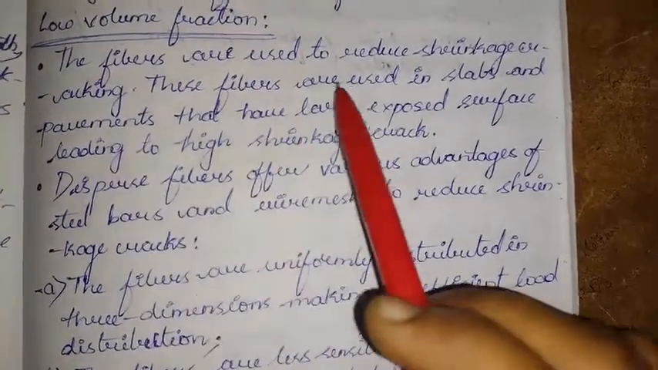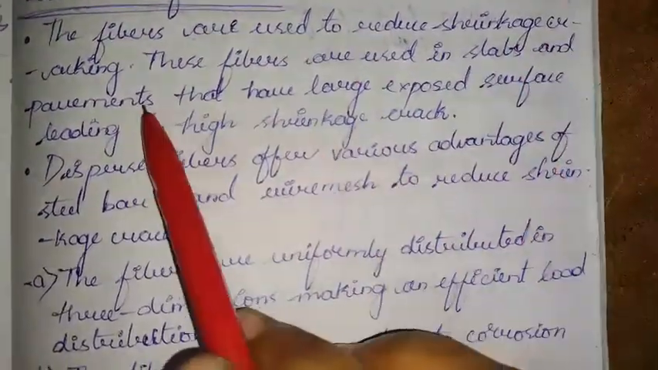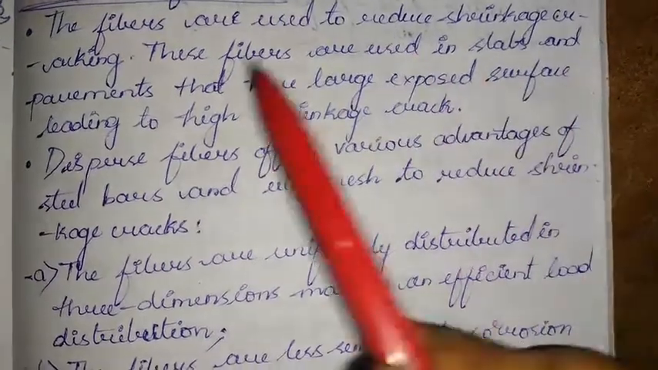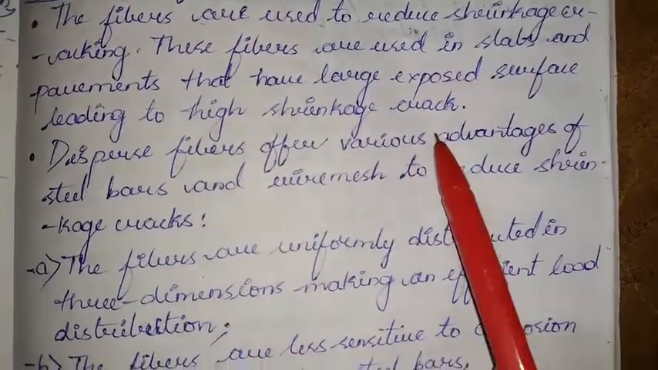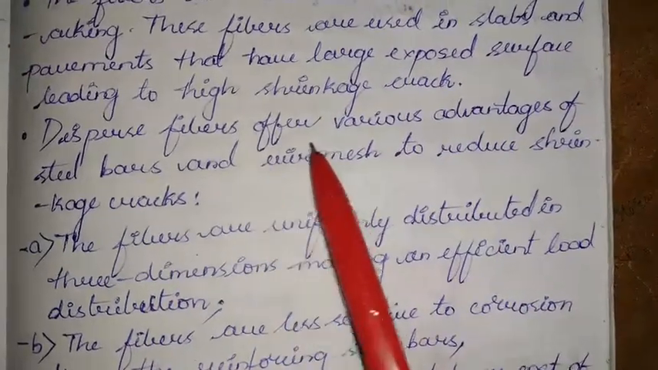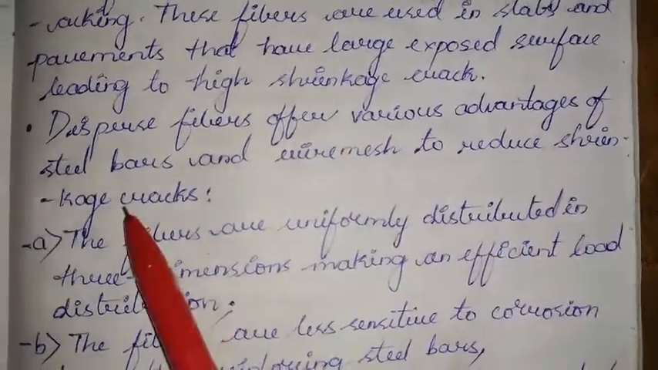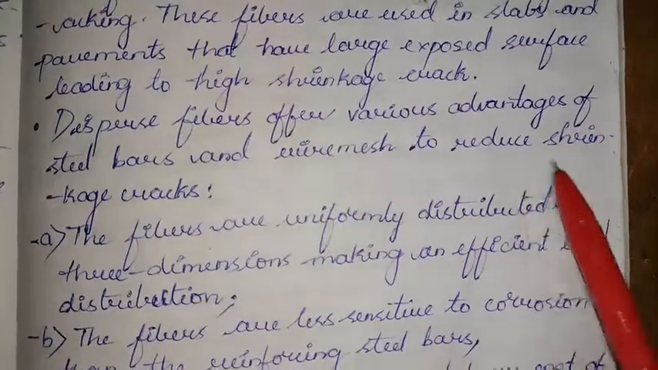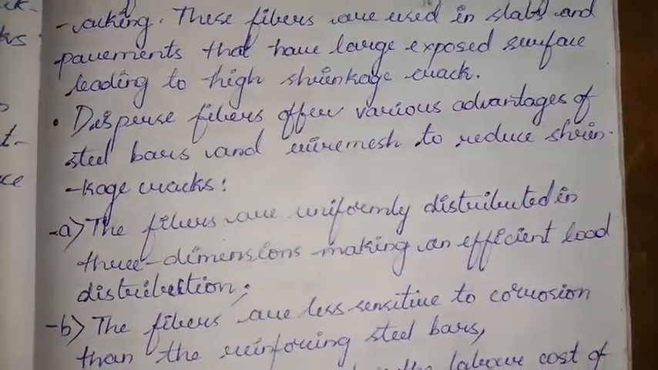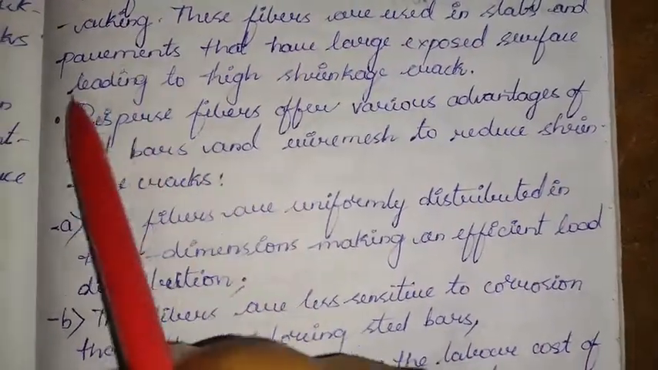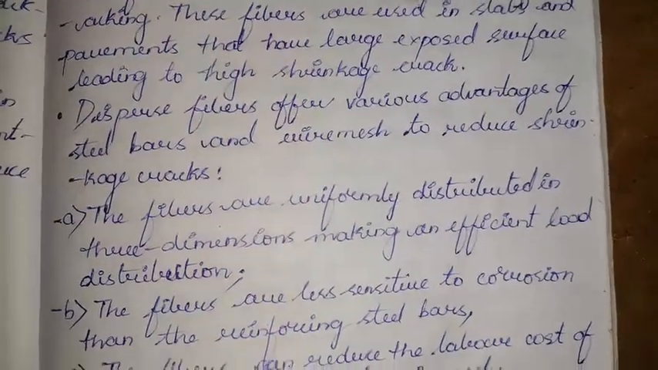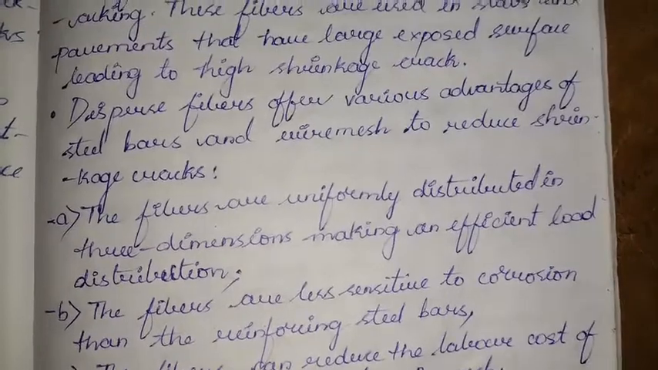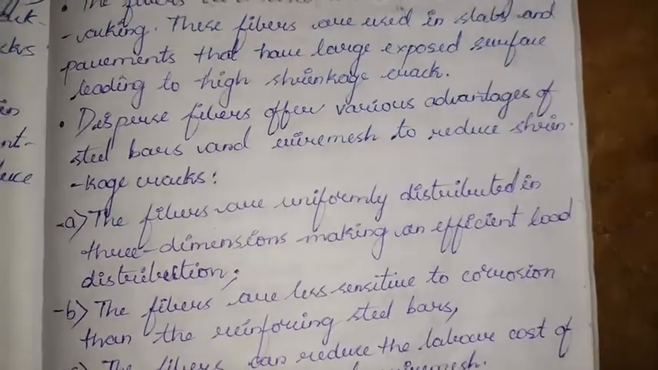At low volume fraction, the fibers are used to reduce shrinkage cracking. These fibers are used in slabs and pavements that have a large exposed surface, leading to high shrinkage cracks. Dispersed fibers offer various advantages over steel bars and wire mesh in reducing shrinkage cracks. Whenever we use fibers, they are dispersed in nature, whereas steel bars are oriented as per our design. We align them in that position. But fibers are randomly oriented.